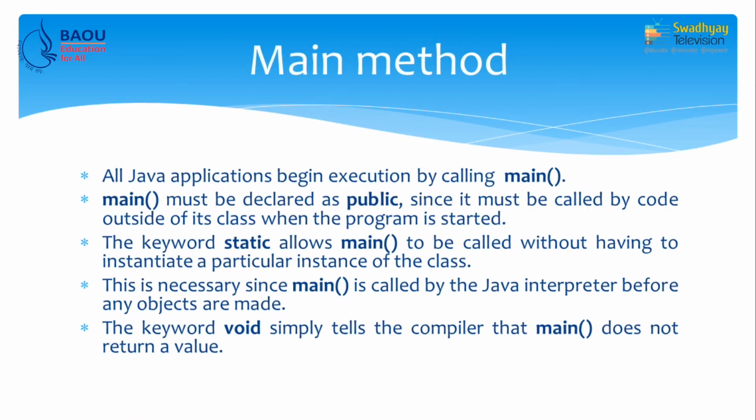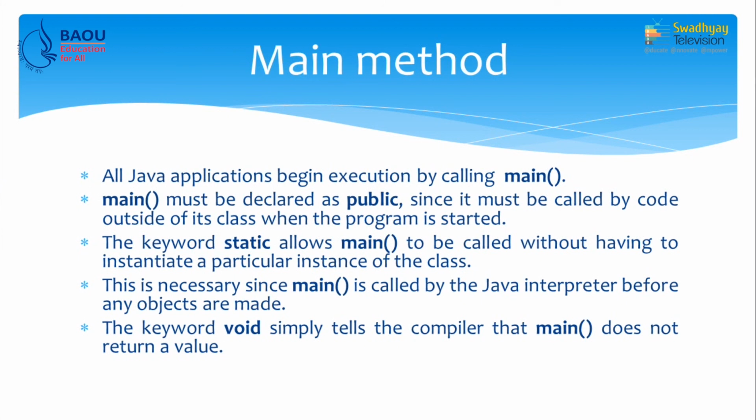Next, we discuss the main method. The main method is very important because any Java program starts its execution from the main method. Main must be declared as public, because it must be called by code outside of its class when the program is started. If it is not public, nobody can use this method, because only a public method can be called outside the program. Then we use the keyword static.